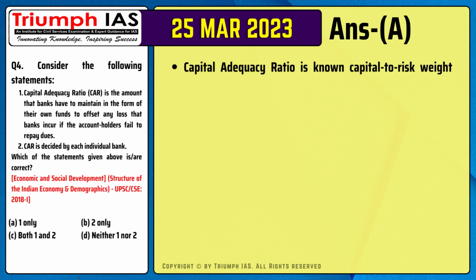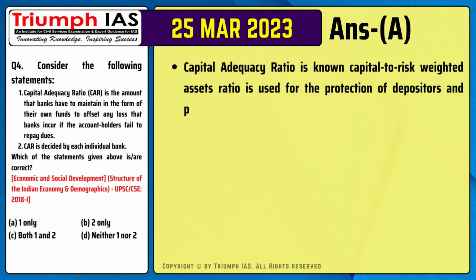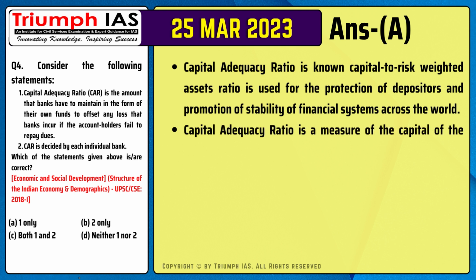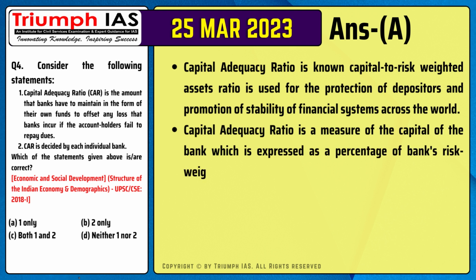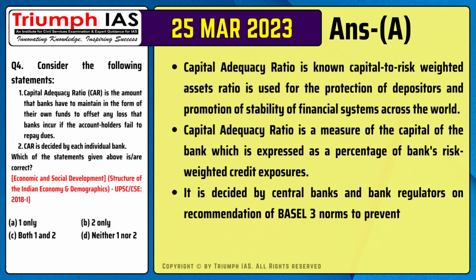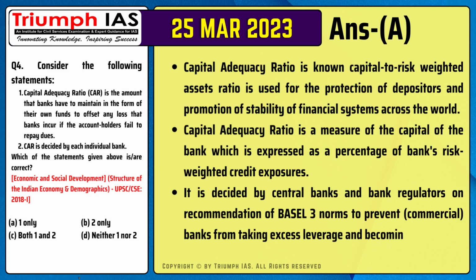Capital adequacy ratio is also known as capital to risk weighted assets ratio. It is used for the protection of depositors and promotion of stability of financial systems across the world. It is a measure of the capital of the bank which is expressed as a percentage of the bank's risk-weighted credit exposures. It is decided by central banks and bank regulators on recommendation of Basel III norms to prevent commercial banks from taking excess leverage and becoming insolvent.